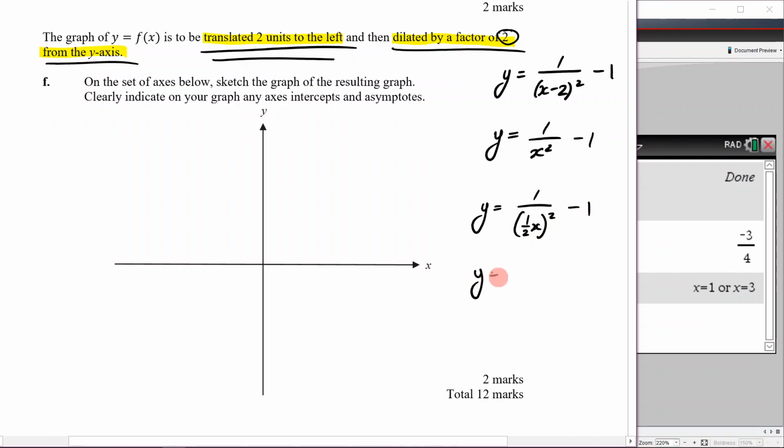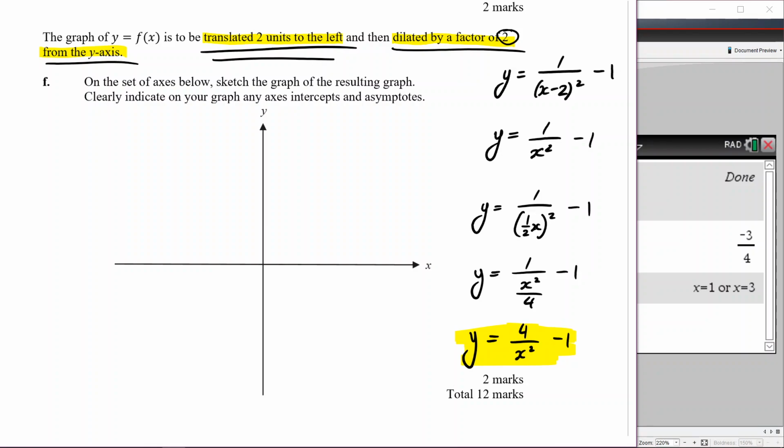So I'm going to end up with 1 over 4x squared. Now you can write it like that, but I just prefer to write it like this, x squared over 4 minus 1, and then you should know that I can now just rewrite this as 4 over x squared minus 1. That right there is what I will be graphing now. So after these transformations have taken place, that is what I'm dealing with. Y equals 4 over x squared minus 1.